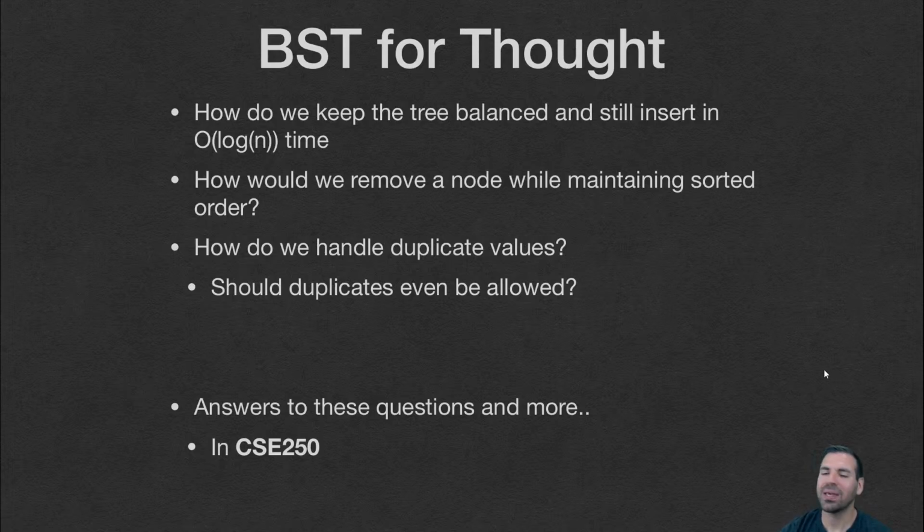How do we even do that? 250 is going to show you how to do that. And the short answer is it's going to correct the tree. You're going to create what's called self-balancing BSTs through red-black trees and AVL trees. And what they're going to do is detect imbalances and then fix themselves.